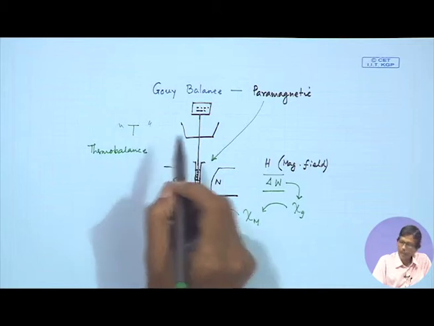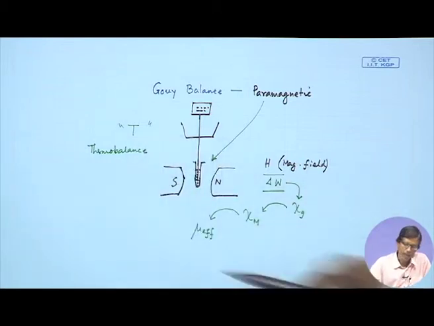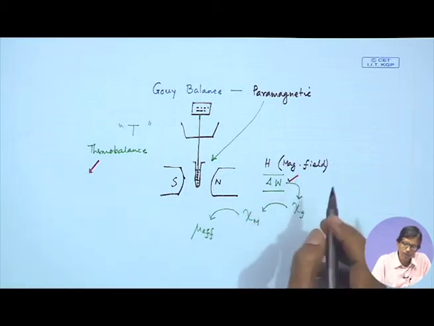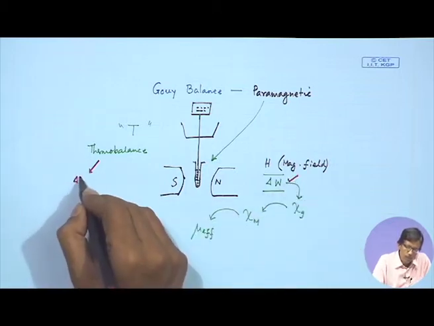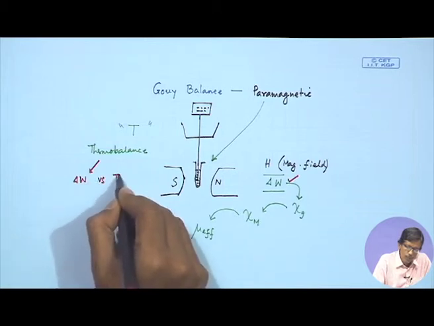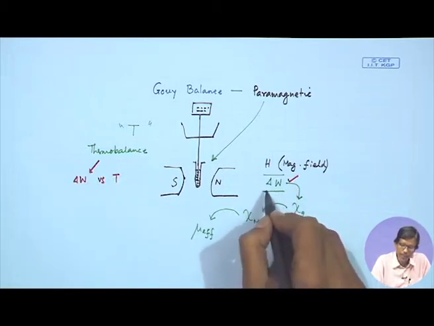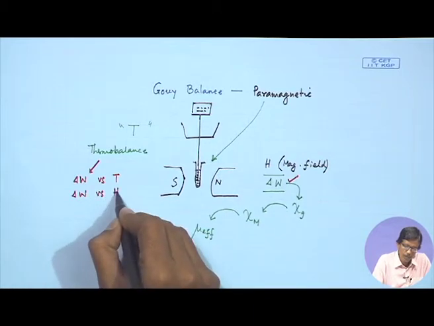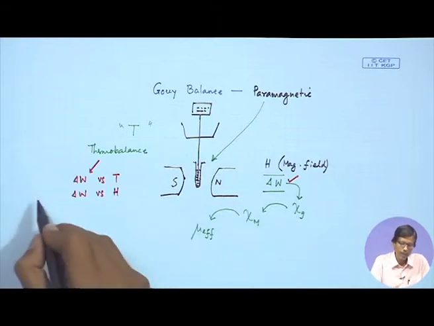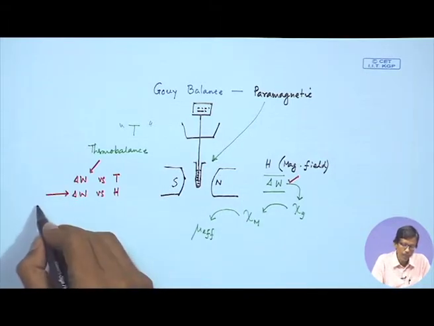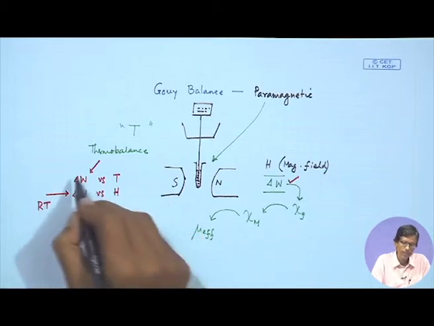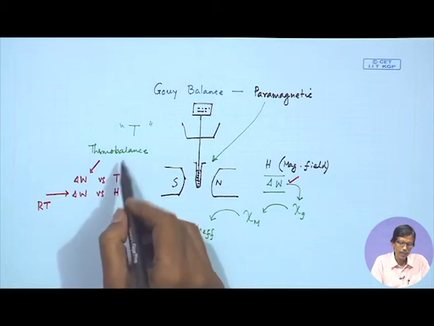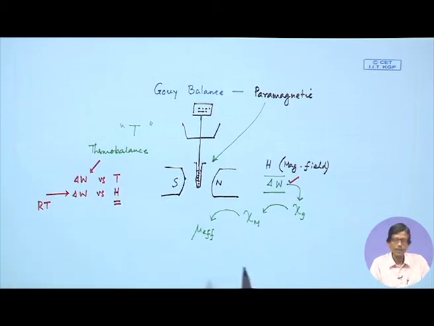So, if we have the thermobalance, what we see again is the corresponding change, that means this delta W with regard to temperature, and here we are talking about the delta W versus magnetic field, because this measurement we are doing at room temperature, but here the temperature is varying. Now, if we mix all these three, that means we bring some thermobalance in a magnetic field. What is the effect?